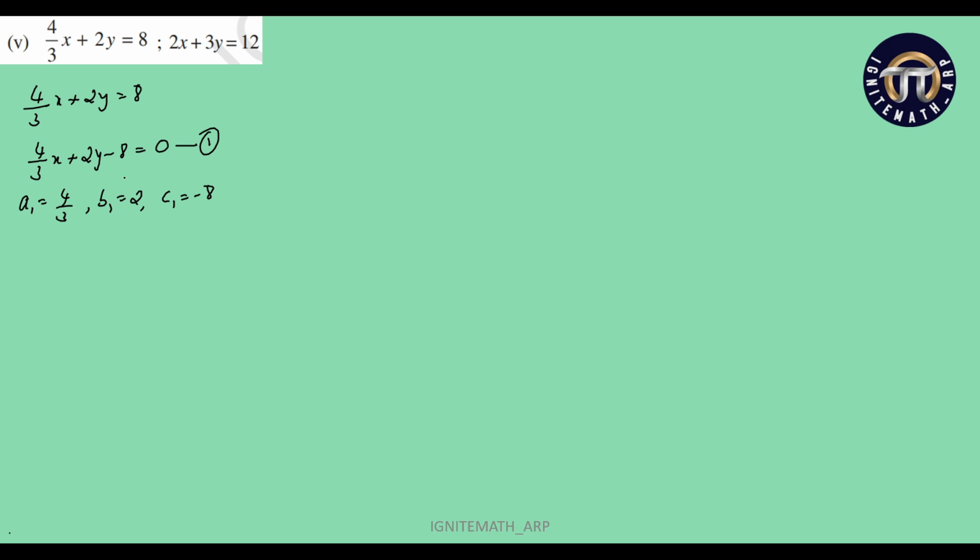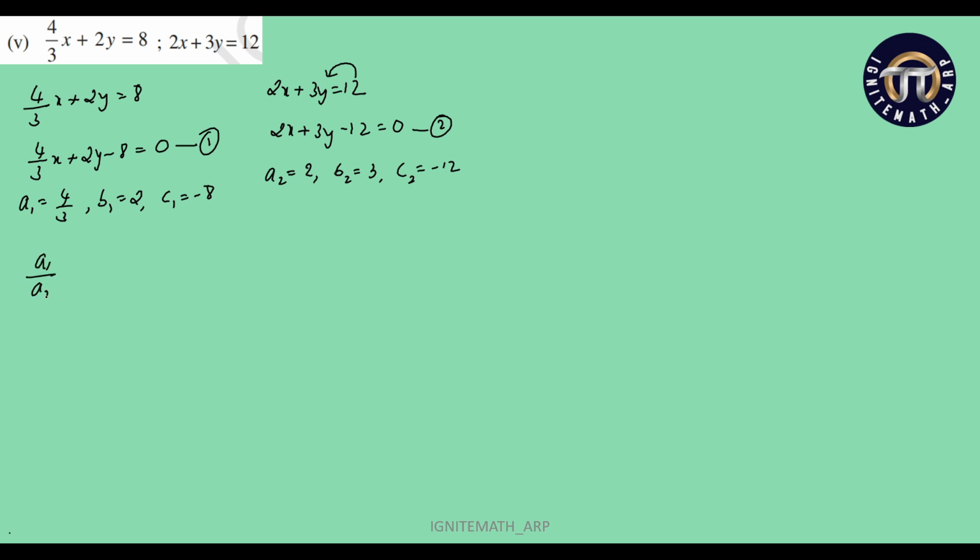Now I will take the second equation, that is 2x plus 3y is equal to 12. I will shift this 12 this side. I can write this one as 2x plus 3y minus 12 equal to 0. So this is my second equation. So I can write a2 is equal to 2, b2 is equal to 3 and c2 is equal to minus 12. Now let me compare.